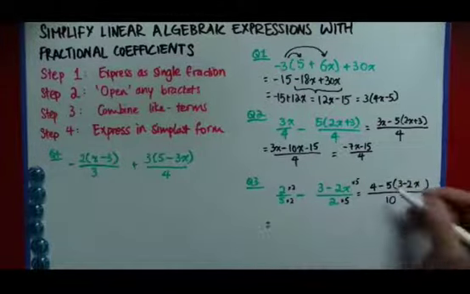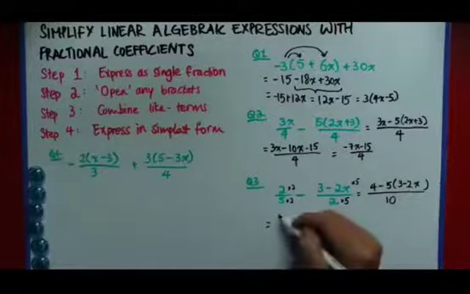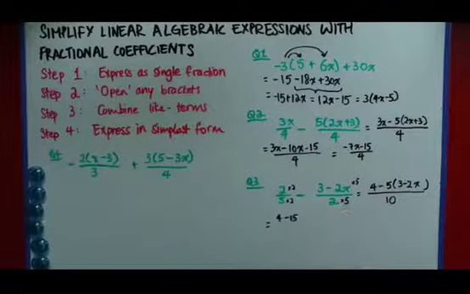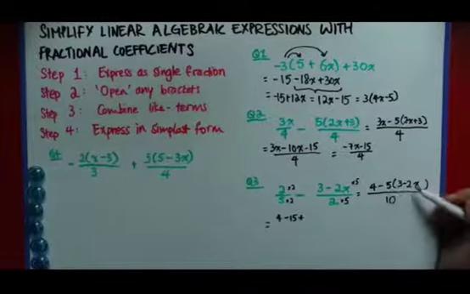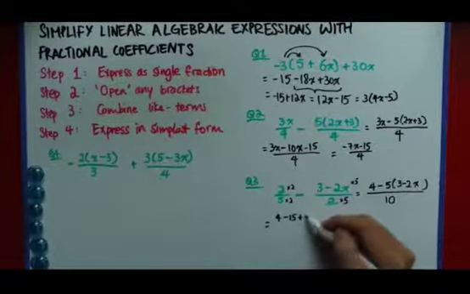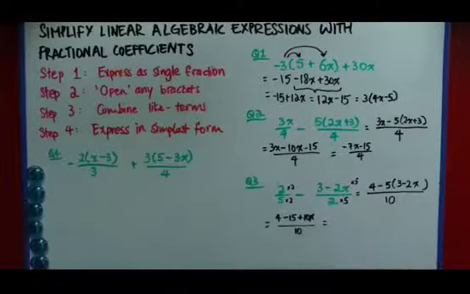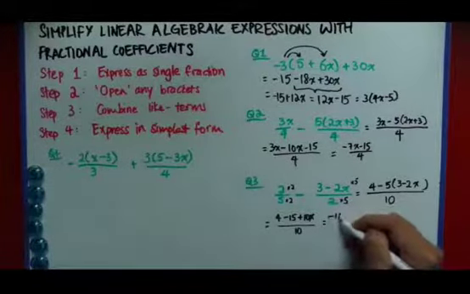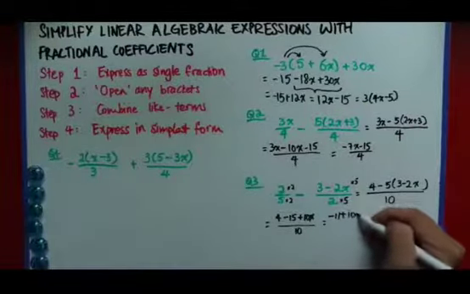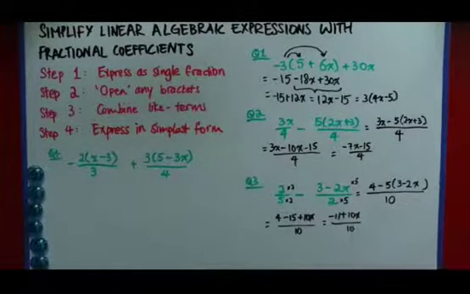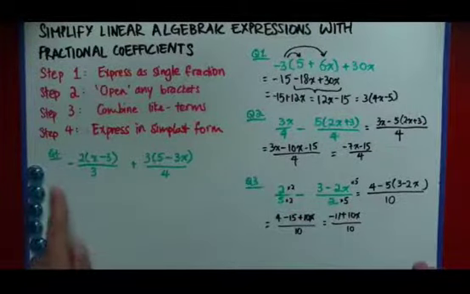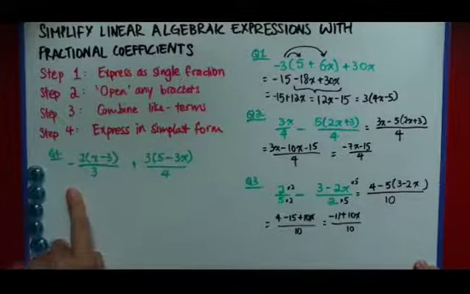So all I have to do is just open up the brackets. So I got 4 minus 15 plus, because double negatives make a positive, so keep that in mind, 10x over 10. So what I have left is to combine the like terms, which is these 2. 4 minus 15 is negative 11 plus 10x over 10. So again, this is the simplest form. Now, we'll do the last question, question 4.